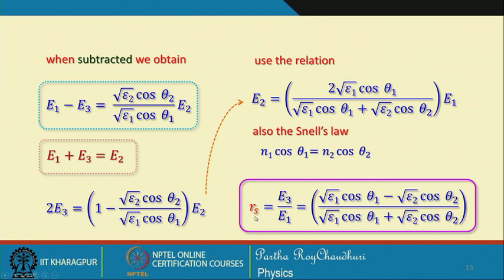So, Rs, that is E3 by E1, is the amplitude reflection coefficient; E3 is the reflection amplitude, E1 is the incident amplitude of the electric field. So, the ratio of the reflected amplitude to the incident amplitude of the electric fields can be represented in this way, just by substituting the value of E2 in terms of E1 in this equation, and we can arrive at this relation.